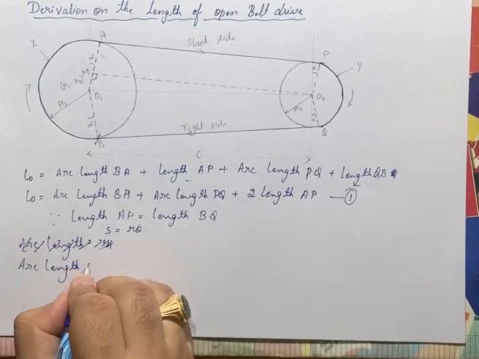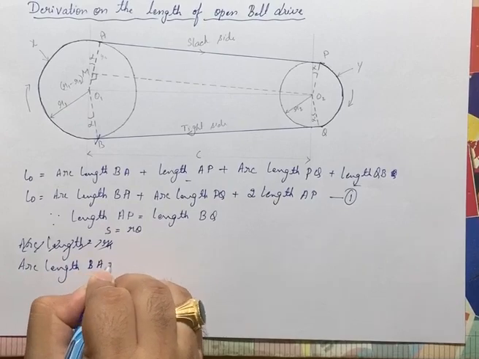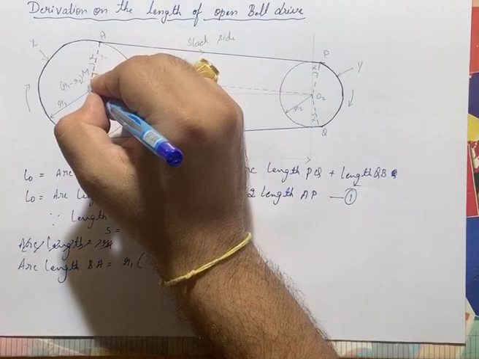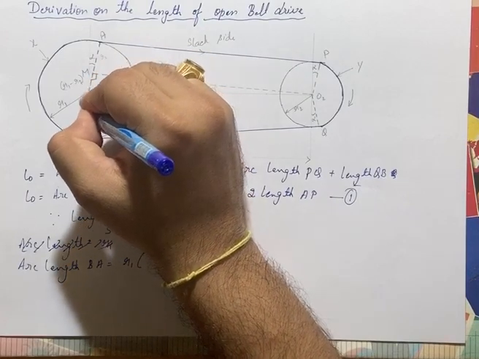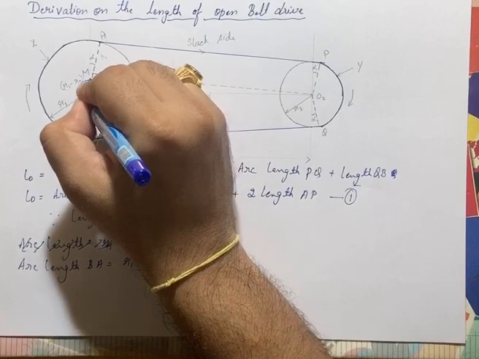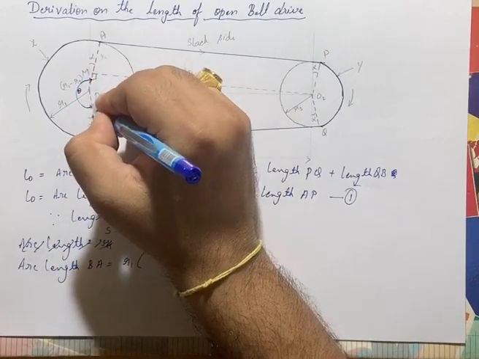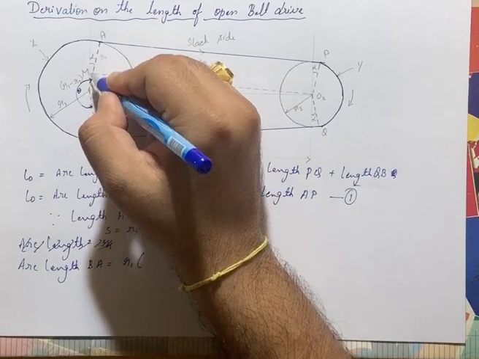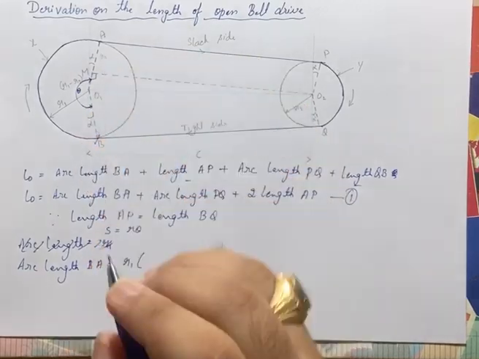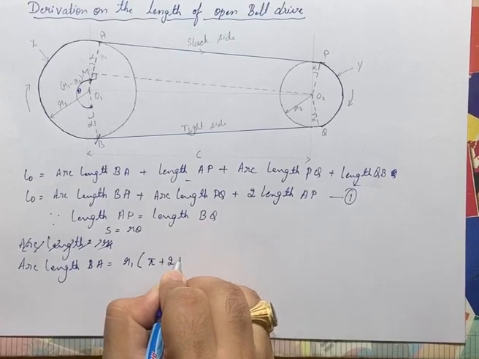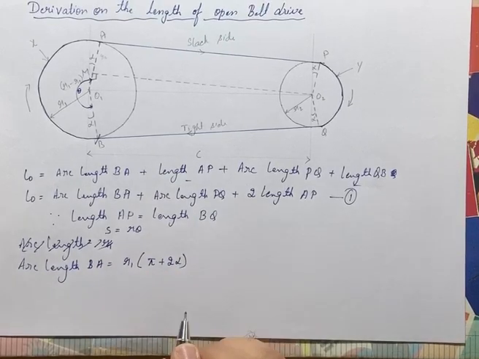Arc length BA is equal to R1 into theta. Theta is this angle from here to this point. This is the angle theta here, but theta is more than 180 degrees, that is 180 plus alpha here. So I can write this as 180, that is pi plus 2 alpha here. Pi plus 2 alpha.